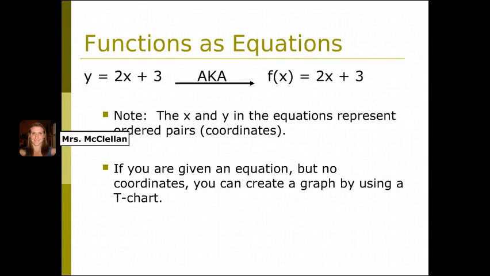Alright, so we've already talked about writing function rules from a table. Now we're going to talk about how you write a function rule as an equation and what the different parts of the equation are represented by. When we were talking about the tables, your x and y coordinates were given to you in the table. Therefore, when you're looking at the actual equation or the function rule, the x and the y values are the ordered pairs. They're the coordinates. If you're given an equation but no coordinates, you can create a graph by using a t-chart. And we're going to talk about those on the next couple of slides.